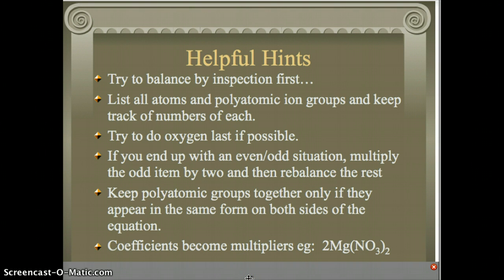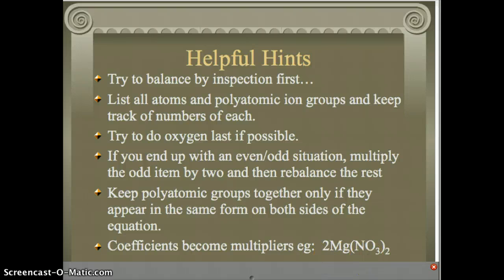The last thing you want to recognize is that a coefficient becomes a multiplier. So when you're keeping track of your numbers of atoms, that big 2 out in the front, like this one of the magnesium, means I have 2 of everything behind there. So I have 2 magnesiums, but I have 2 times 4 nitrogens. And then I have to multiply these two together. I have 6 times 2, or 12 oxygens. So keep that in mind. Sometimes students have difficulty balancing equations because they forget that they have to multiply those numbers together.